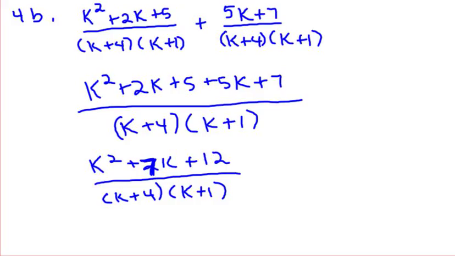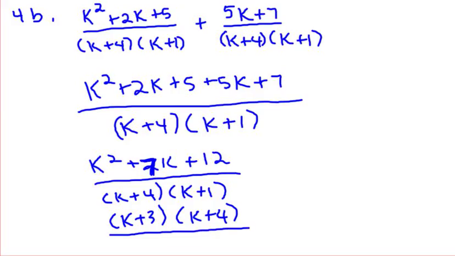Okay, so this numerator needs to be factored. I'm looking for numbers that multiply to 12 and add to 7, which of course are 3 and 4. So that becomes k plus 3 times k plus 4. And of course the order that I write those in doesn't matter since multiplication is commutative, over k plus 4 times k plus 1.